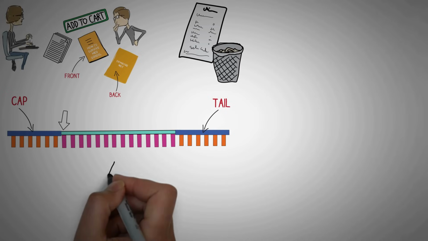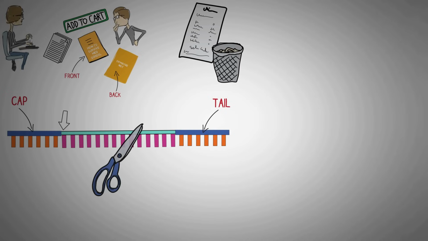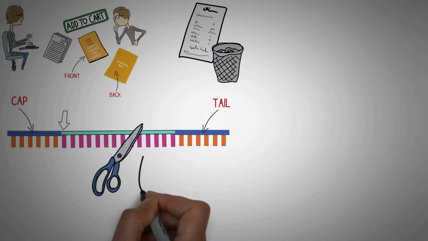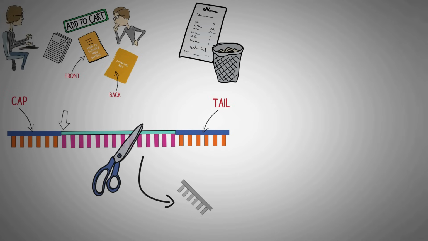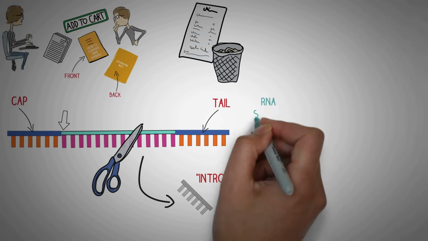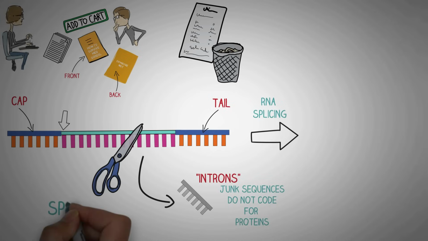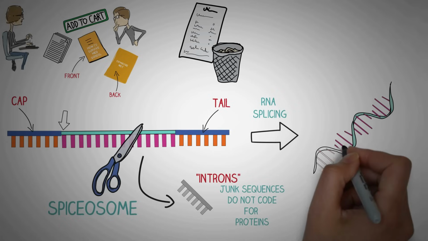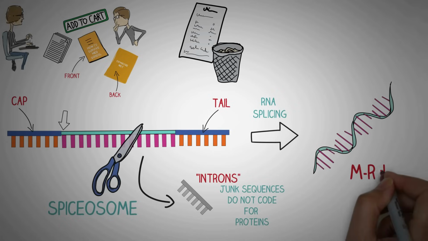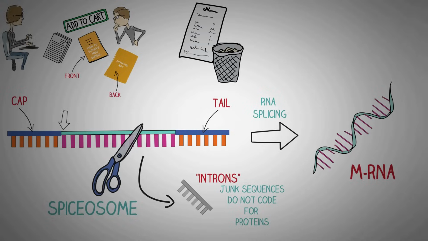The second step of this process involves removal of any unuseful or junk sequences that do not code for proteins, and these are known as introns. This is known as RNA splicing, in which the protein RNA complex known as the spliceosome removes these non-coding parts. The rest of the DNA is then joined again together to create a mature RNA molecule. So this was a brief look at the process of transcription.